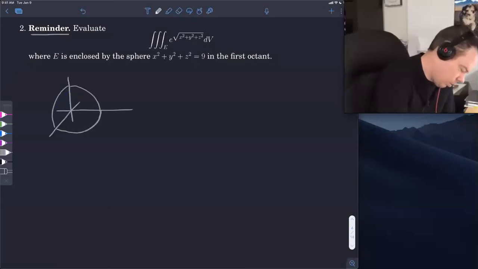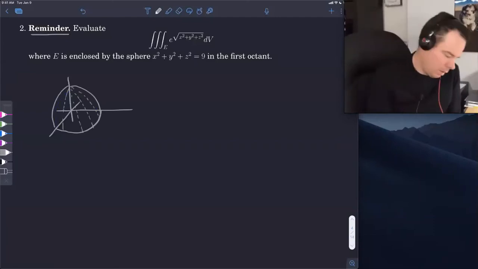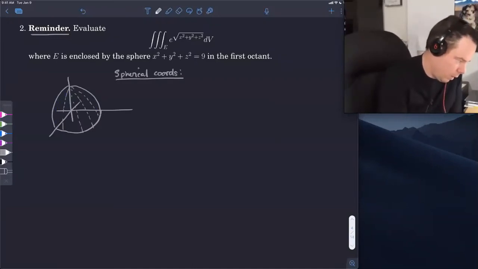So I'll just try to draw what is going to look like a sphere here. Hopefully it looks like a sphere, or at least an eighth of a sphere. So that's the region we're interested in. The idea is that in spherical coordinates, this is a box. And so we can write it with certain inequalities on the variables.